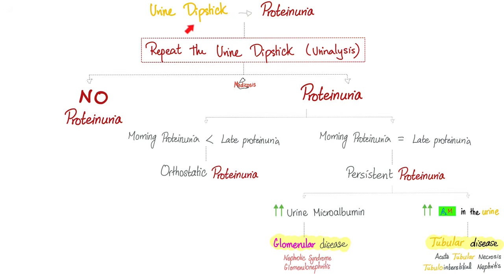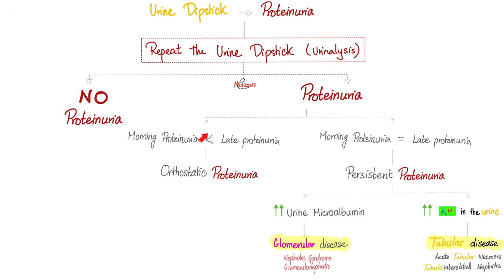So, you did the urinalysis dipstick test. You found protein in the urine. This could be false or could be true. How did you know that it was false? I repeated the same test. The second time, it gave me a negative result. So it was positive on the first, it's negative on the second. I know this is fake. The first one was a false positive. Or it could be true proteinuria, but don't worry yet.